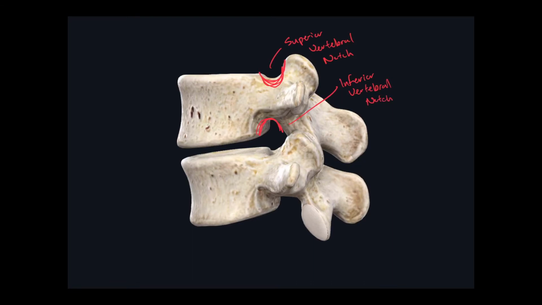Now, with the superior vertebral notch of one vertebra and the inferior vertebral notch of another vertebra, they make kind of a circle right here. This space that's made up by a superior vertebral notch and an inferior vertebral notch is called the intervertebral foramina.